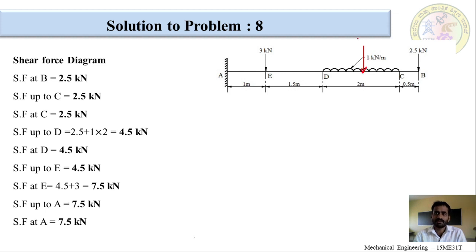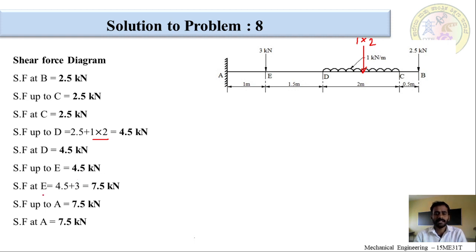So, the load is 1 and the distance is 2 meters. So, it is 1 into 2 meters. So, it is 2.5 plus 1 into 2, it is 4.5 kilonewtons. Now, shear force at D is also the same, 4.5 kilonewton. And what is shear force up to E? From D to E there is no load, hence it will remain constant, that is 4.5 kilonewton.